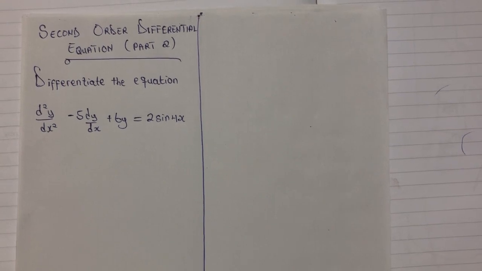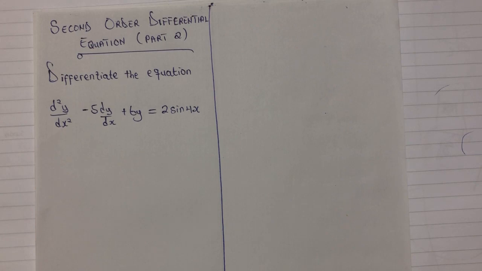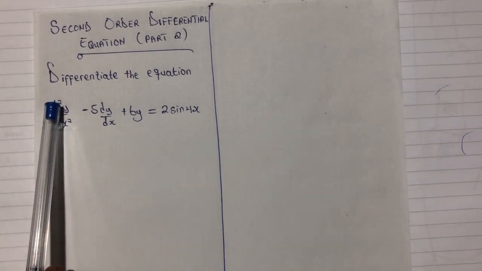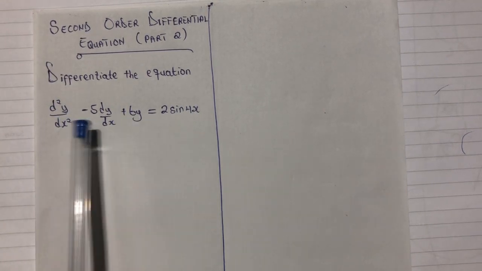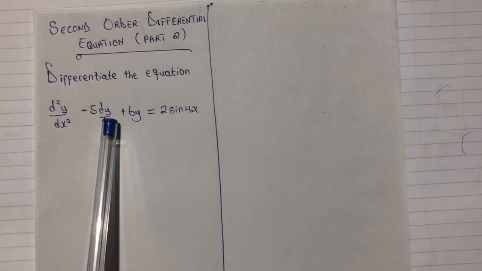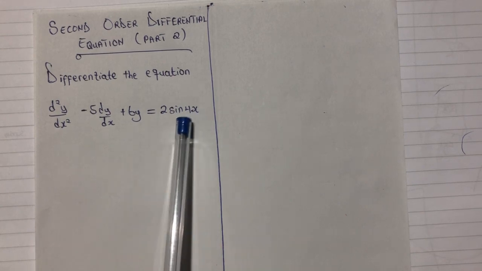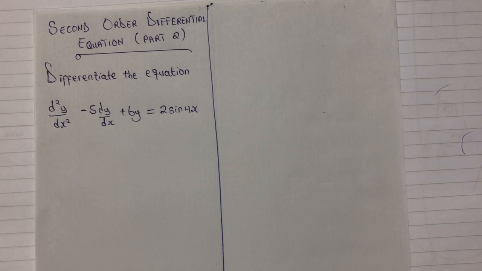In my first video on solution types, I explained that when we see something like this, it's a second order equation because the derivative term here is a second differentiation. This part of the equation, the left hand side, is called the complementary function, and this side is called the particular integral. So the complementary function plus the particular integral will give us the general solution for the second order differential equation.